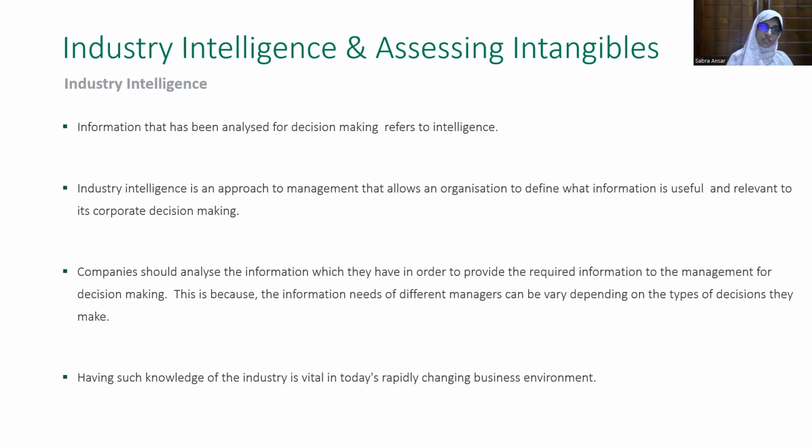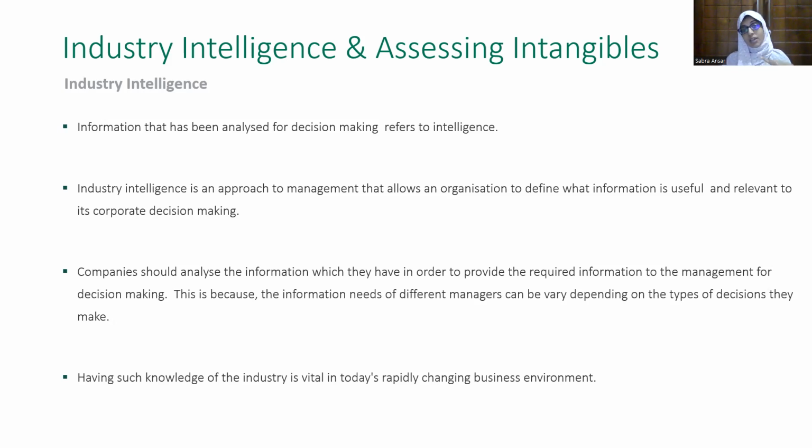So industry intelligence. So first we'll see what is intelligence. Basically, information that has been analyzed in order to make any type of decision is generally called intelligence. So what is industry intelligence? Obviously, that is the approach that a management takes, which allows an organization to define what information is useful for the organization's decision making, and the information which is being analyzed in order to take specific corporate decisions.